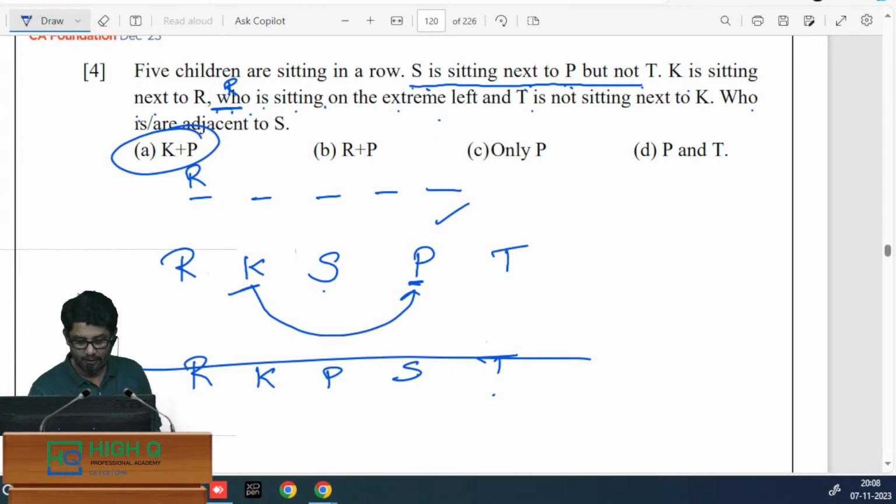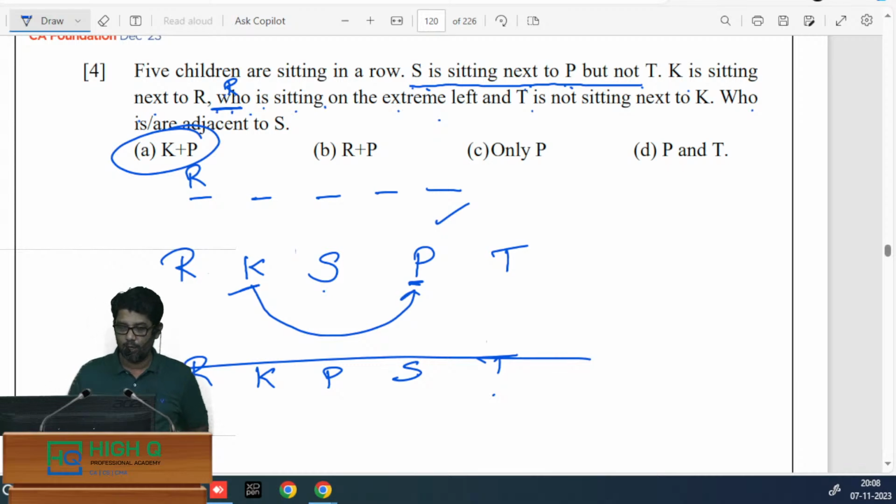Okay. So our answer is K and P. For your information, even in the book also the arrangement is wrong. The answer is wrong. Okay. I hope you understand this. Is it right now? Say yes or no.